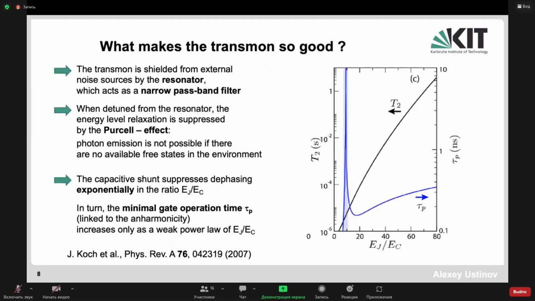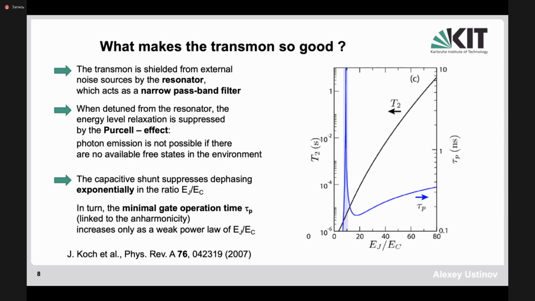Now, just to sum up about transmons, what makes the transmon so good? First thing is the transmon is shielded from external noise sources by the resonator. So this resonator actually acts as a narrow band pass filter. It turns out that in practice, people use not only one resonator, but two resonators connected in series. And one of them is called a Purcell filter, which provides second order filtering of the first filter band. But this is a kind of design which we are going to discuss maybe a bit briefly later on.